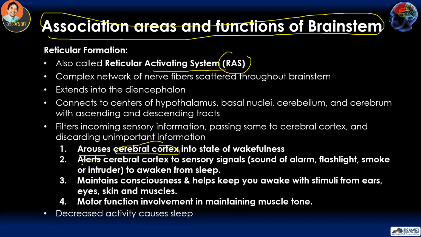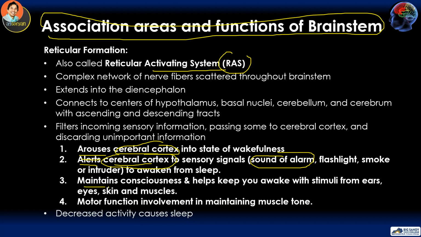Okay, so this RAS will also alert the cerebral cortex about sensory signals that are coming. For example, when you sleep, the RAS will be asleep. Then when you hear the alarm, you're going to wake up. And when you wake up, it will alert the cerebral cortex that you are waking up. So this is the main alert system for the cerebral cortex.